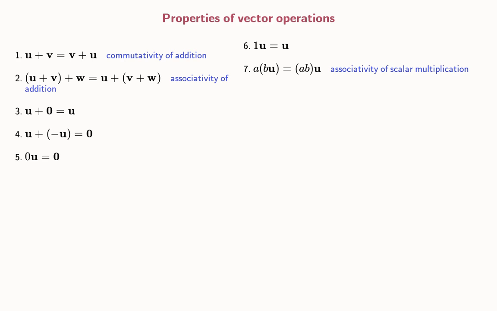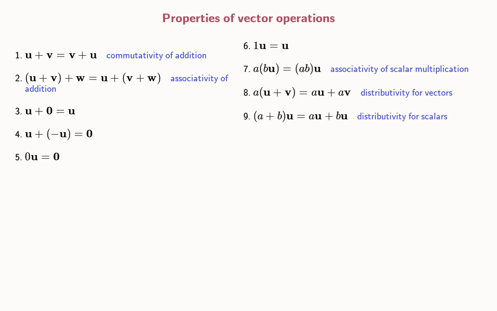And then there are two distributive laws for scaling. We can distribute in the vector argument, so a times (u plus v) is au plus av, or we can distribute in the scalar argument, so (a plus b) times u is au plus bu. So let me just show how to prove one of these 8, for example, to see what all the steps involved are in actually justifying this rigorously.